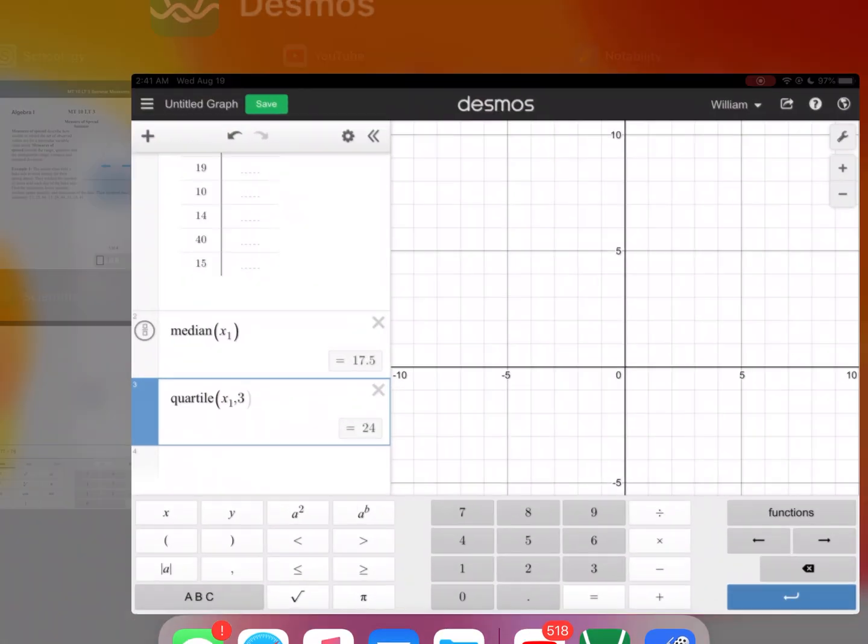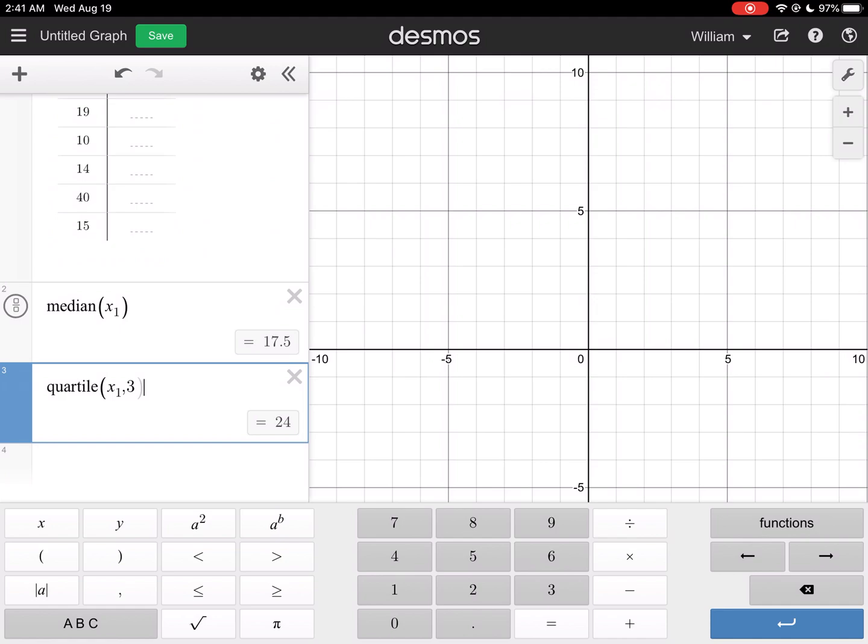Notice the first quartile is 1. The third quartile is your 75%, your upper quartile. I wonder what quartile 2 would be. And notice that's your median.